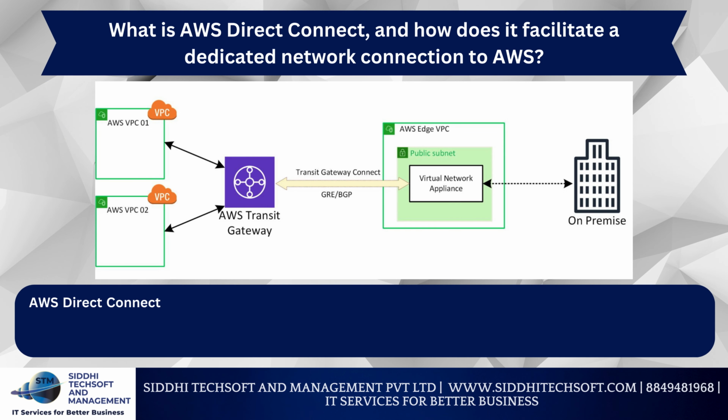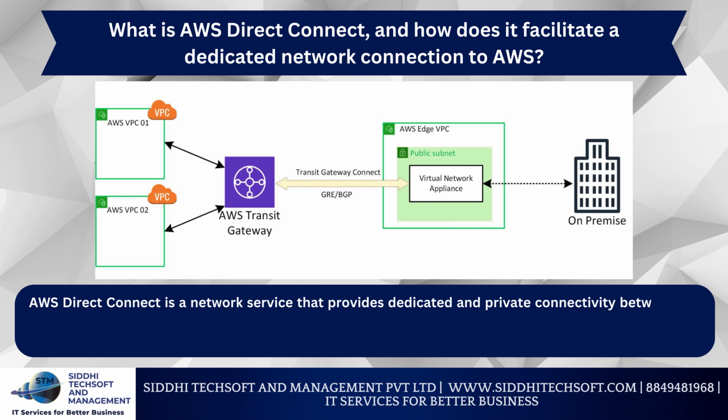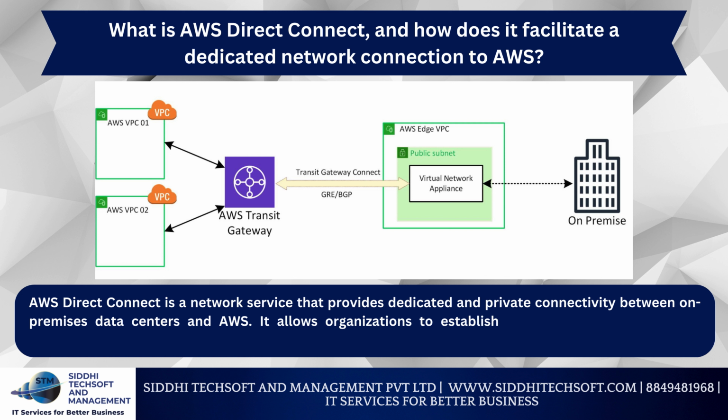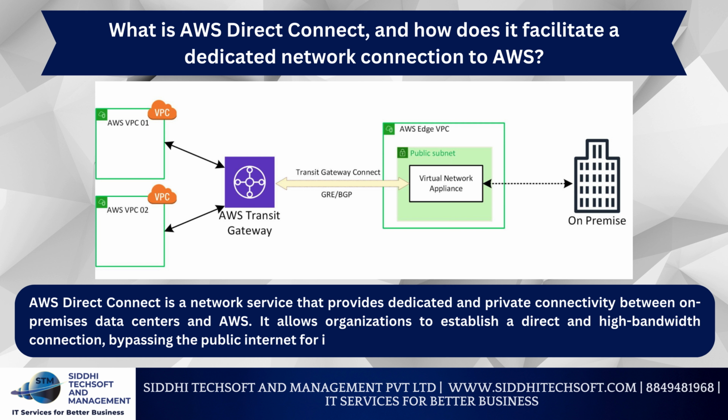What is AWS Direct Connect, and how does it facilitate a dedicated network connection to AWS? AWS Direct Connect is a network service that provides dedicated and private connectivity between on-premises data centers and AWS. It allows organizations to establish a direct and high-bandwidth connection, bypassing the public internet for improved security, reliability, and lower latency.